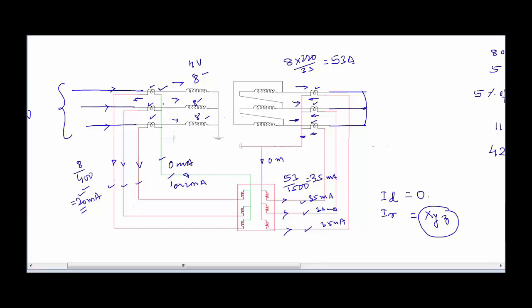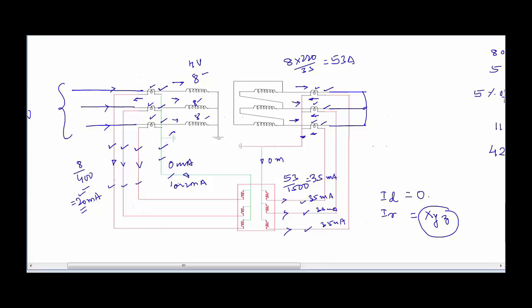So what we are going to do is test this CT, this CT, and this CT. And similarly, we are going to test all these three CTs on the LV side of the transformer. And if the CT test is okay, then there might be some problem with the cable. So we are going to check the insulation resistance of this cable, this cable, this cable, and this cable.